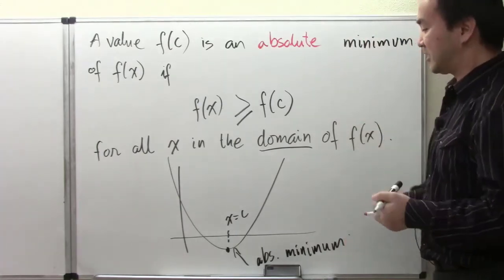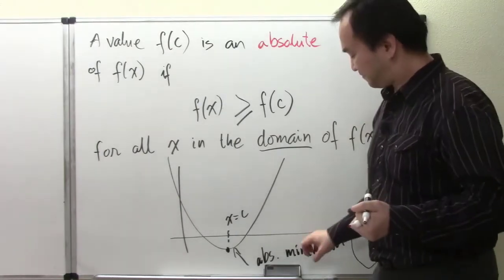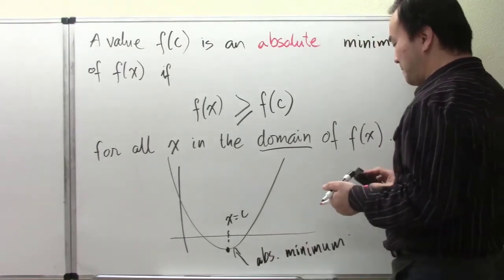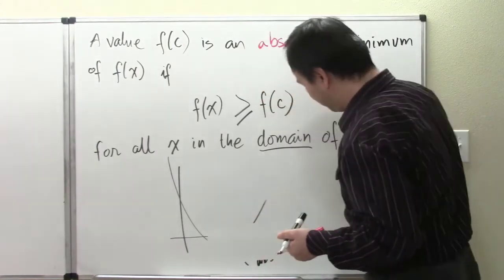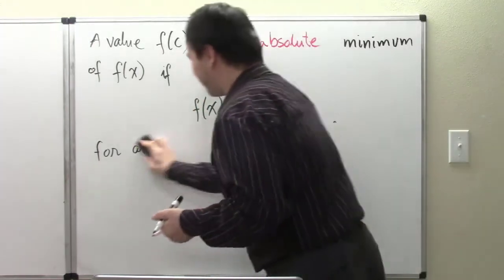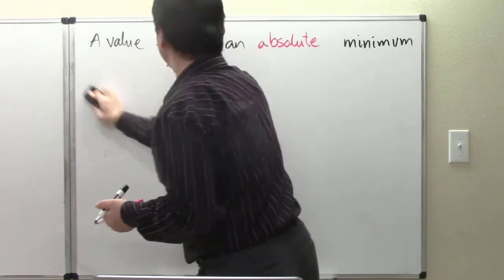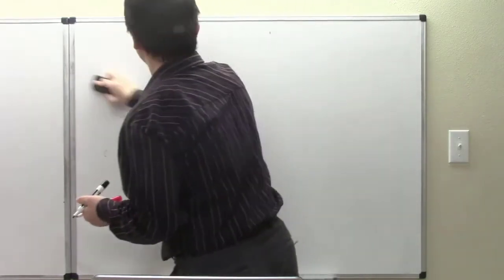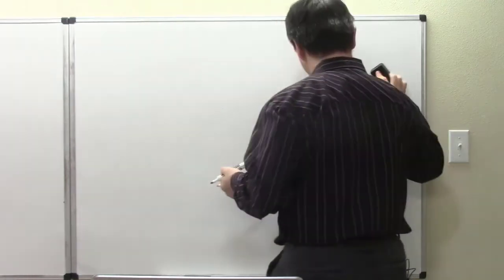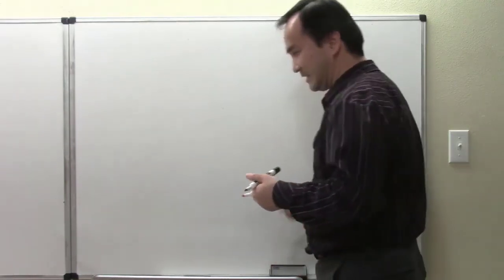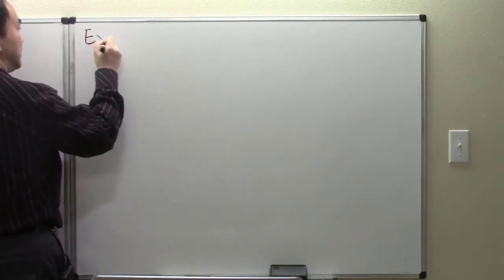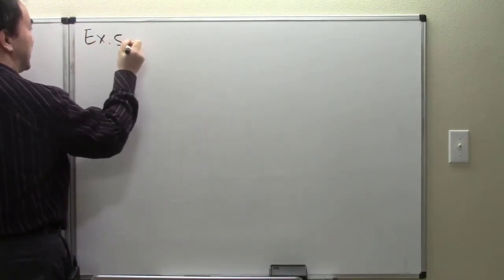Okay, and so just like that, now we are heading into looking at some examples of where we are finding absolute value, absolute minimum, and absolute maximum. All right, so now let's look into example 5 right here.